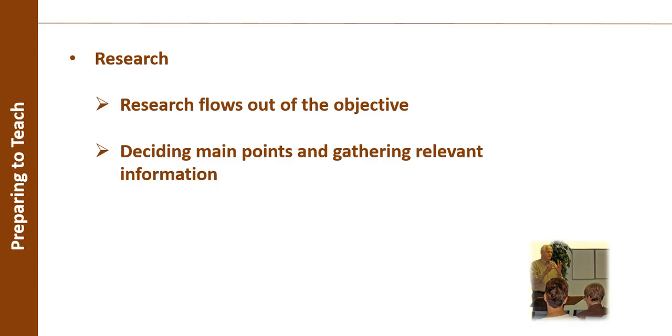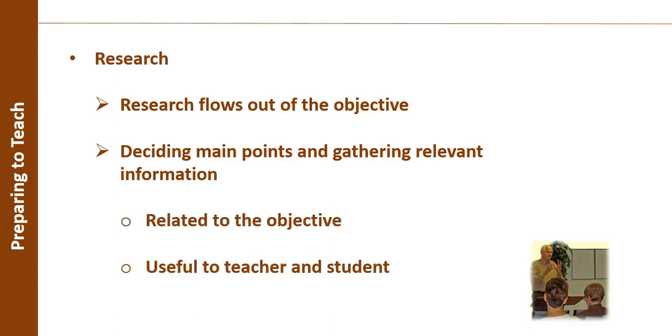Normally, we don't collect a mass of information and then develop an objective to match it. However, sometimes as we gain knowledge on a subject, the idea of a class or a lesson flows out of it. There are two critical elements in the selection of relevant information. First, the information must relate to the lesson objective. And secondly, the information must be useful, meaning that it will aid both the teacher and the student in reaching the desired outcomes communicated through the objective.